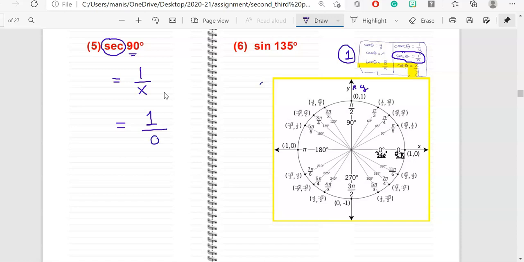Good job. Now what I told you earlier, whenever you are dividing any number by 0, your answer is not defined. If you try this in your calculator, it will give you an answer as error. So secant of 90 degrees is what? Not defined. This is the answer for this question. Let's practice some more questions over here.